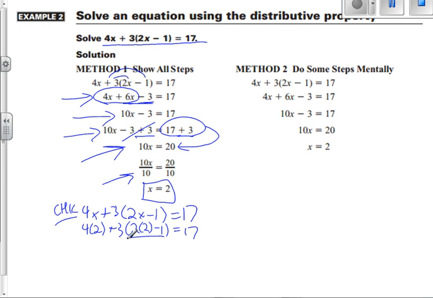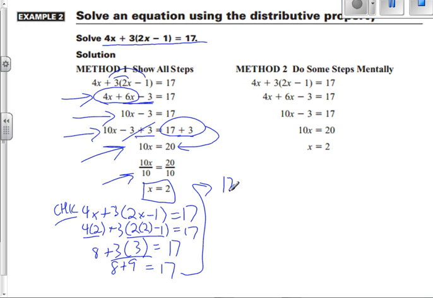Okay, so now we need to do parentheses first. So I know that that's going to be 8, plus a 3 times 4 minus 1, which gives me a 3, is equal to 17. 3 times 3 is 9, plus the 8 is equal to 17. And I know that, I'm sorry, I'm going to have to write over here. 17 is equal to 17. My check works out, therefore I know that that is correct.